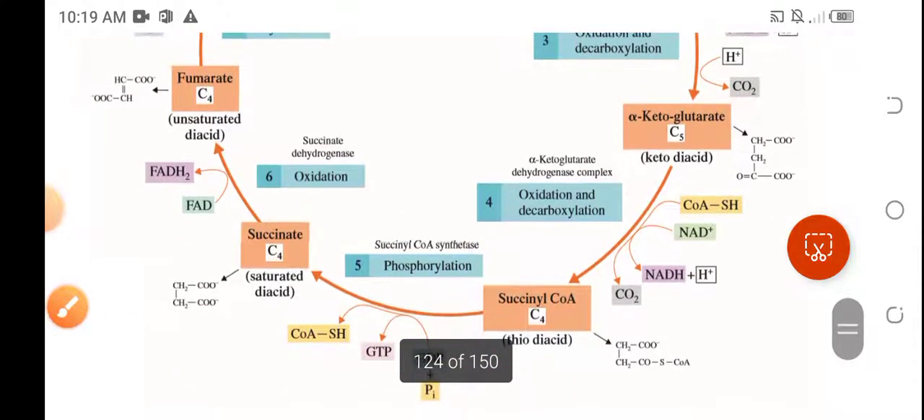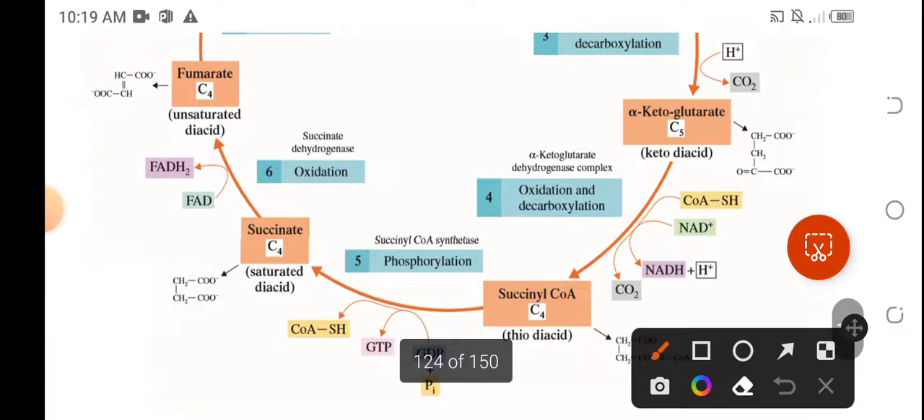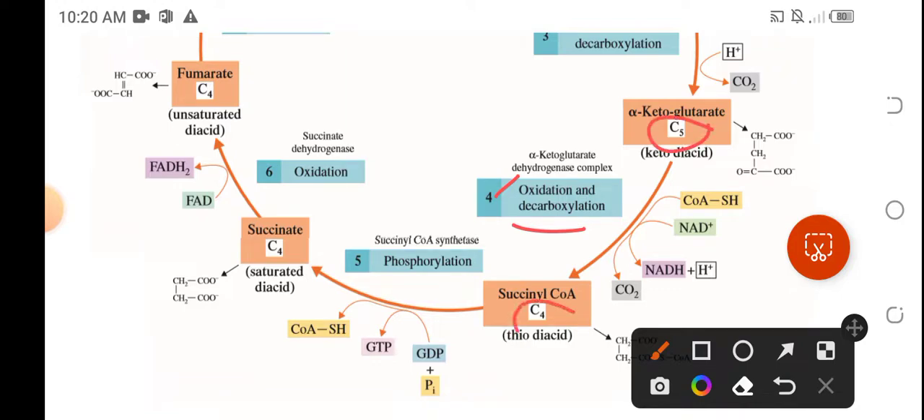So, the fourth reaction, it would still be oxidation and decarboxylation reaction. So, progressive, no? So, from C5, magtatanggal na naman tayo ng another carbon dioxide. So, magiging C4 na lang siya. So, from a keto diacid, ulitin natin paano naging keto diacid. This is the carboxyl group or the ketone functional group. And then we have the diacid, which is the carboxylate. And then magiging thiodiacid na siya.